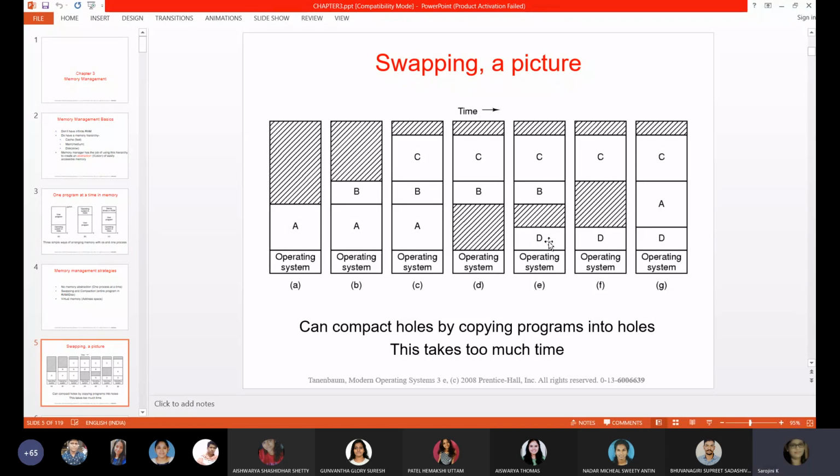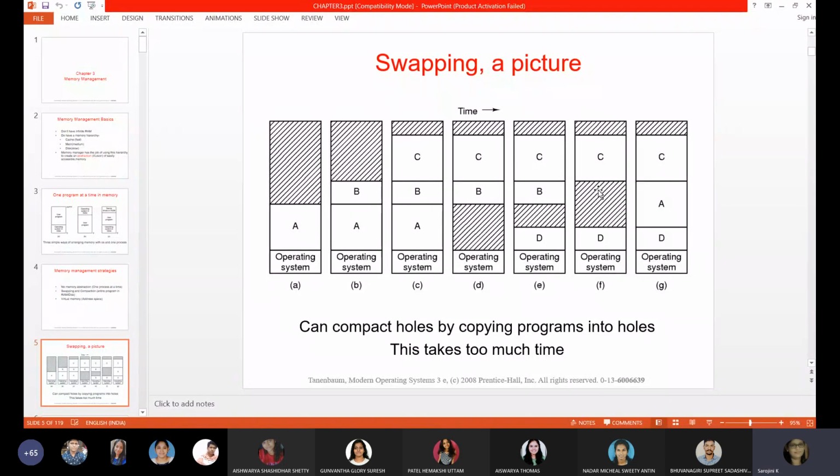Now process A is currently there in the secondary memory. Why did it go? Maybe a new process arrived, so the swapping might have happened. So A got swapped out to disk and D is swapped in to main memory.